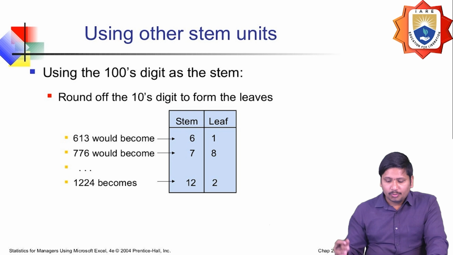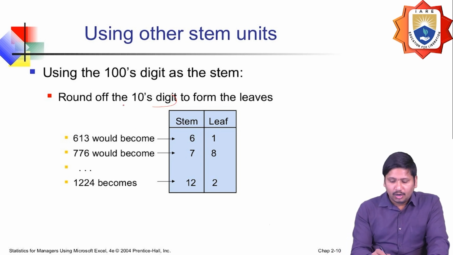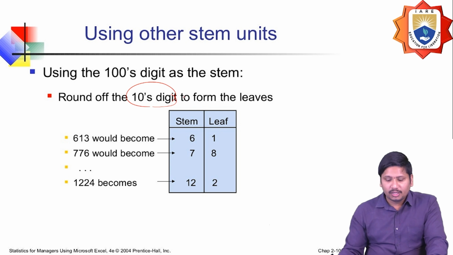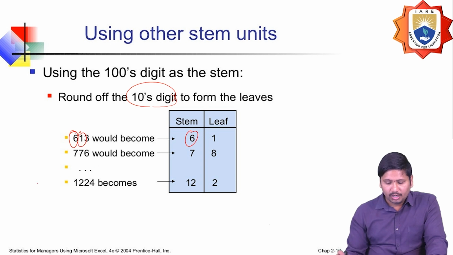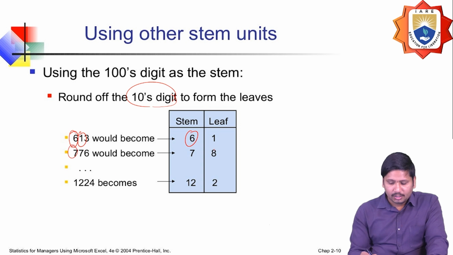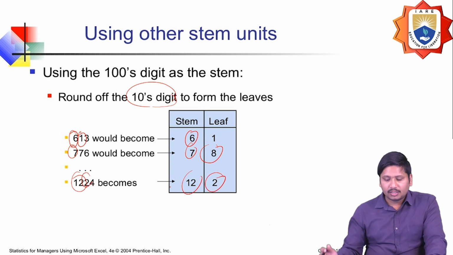And next thing is how we are going to construct this with the 100 digits as the stem. For that, what I have to do is round off to the 10 digits. So 613 should become 6 as the stem and the leaf should become 1 here, if I'm going to take the 10 digit number. Similarly, if I'm going to take 7, the leaf should become rounded off. And similarly, if I take 12, 2 should be the leaf. So like this I can construct it by rounding off the 10 digit number.